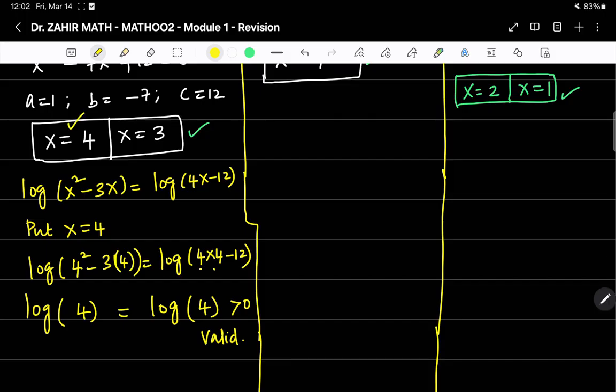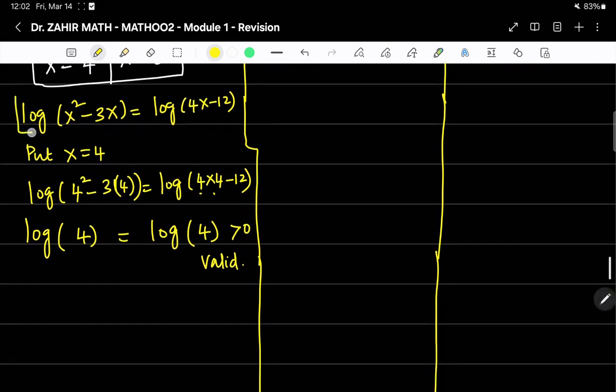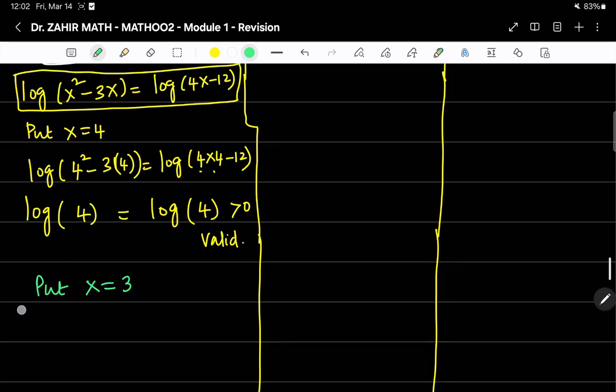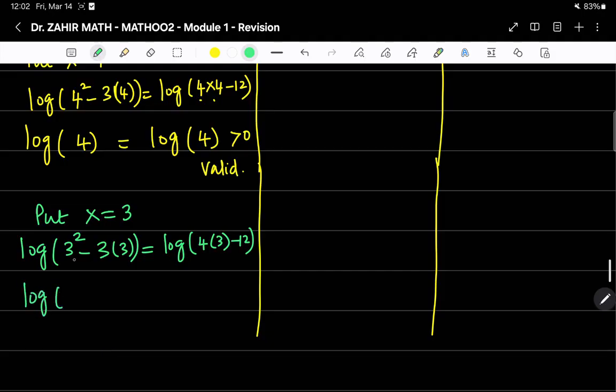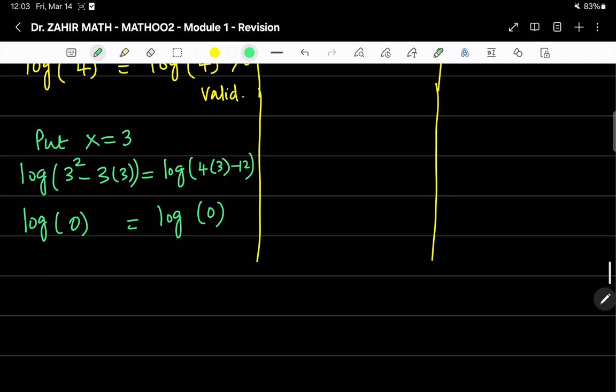Let us try x is equal to 3, right? So in the same equation, you put x is equal to 3 now. When I put x is equal to 3, I'll get log of 3 square minus 3 into 3 is equal to log 4 times 3 minus 12. So if I put in the calculator, this is 9, 9 minus 9 is going to become 0, which is equal to log 12 minus 12 is equal to 0. I told you already, log 0 is undefined. Log 0 is what? Undefined.